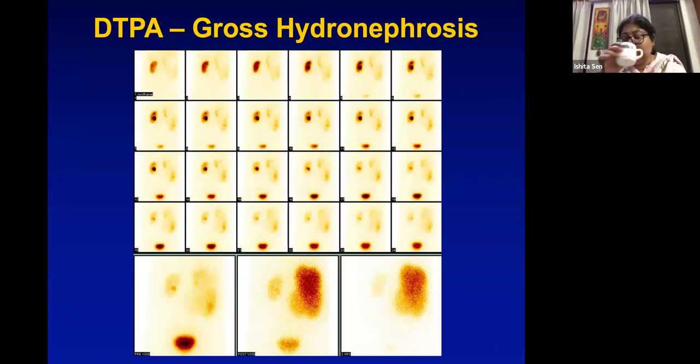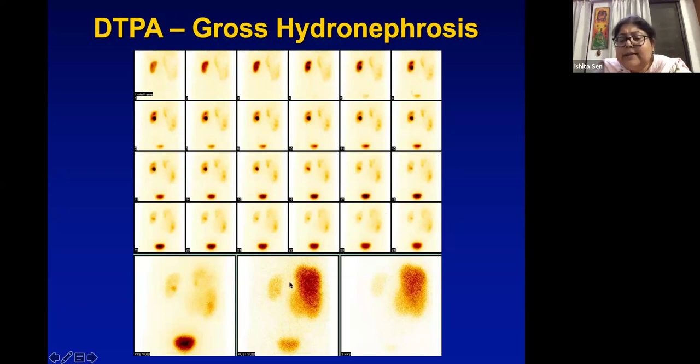So here you can see the left kidney is a normal kidney. The right kidney is grossly enlarged. You can see a faint cortical outline outside, and there's a large central photopenic area. So this is almost like a bag of water. And on subsequent images, there's barely any tracer accumulation in the renal cortex.